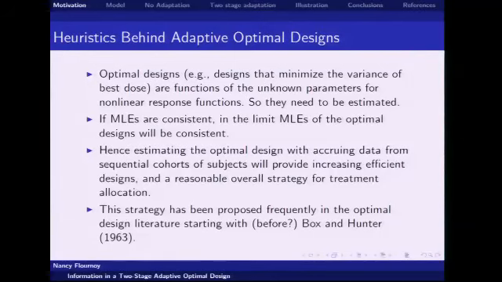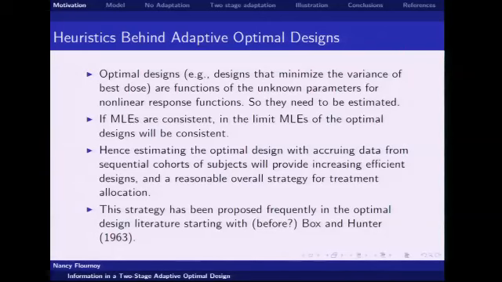So first, this is done in the context of adaptive optimal designs, and they have a very nice motivation. And the idea is that for the optimal design, you've seen a little bit about that, and you've got some criterion functions such as minimize the variance of the best dose. And I'm looking in the case of nonlinear response functions because that's where I'm interested.